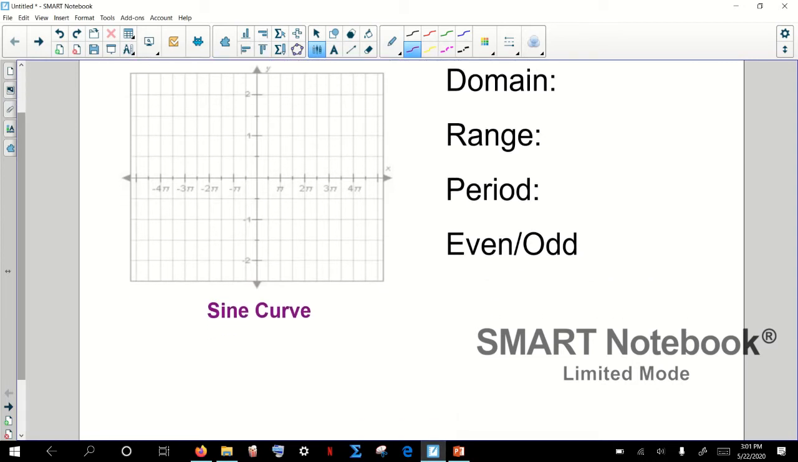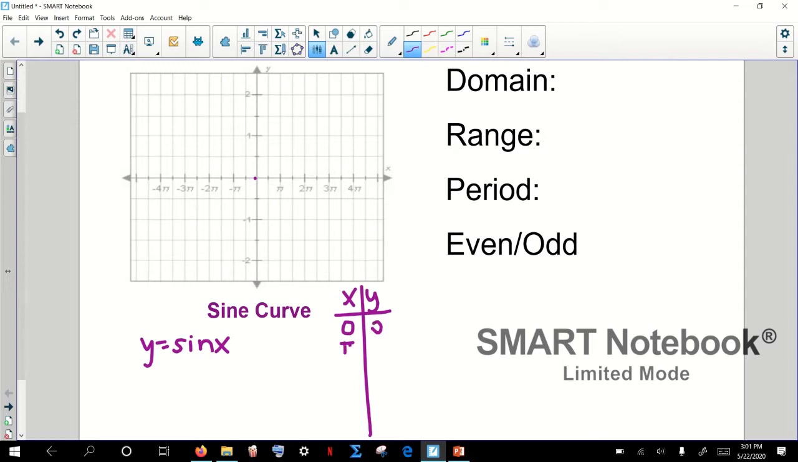The way you can get the points on the sine curve is by looking at the function itself, y equals sine of x. We can plug in values for x and then find those values from the unit circle for our y values. So what would the sine of 0, or the sine of 0 degrees, be? That's 0. So we have a point at 0, 0.